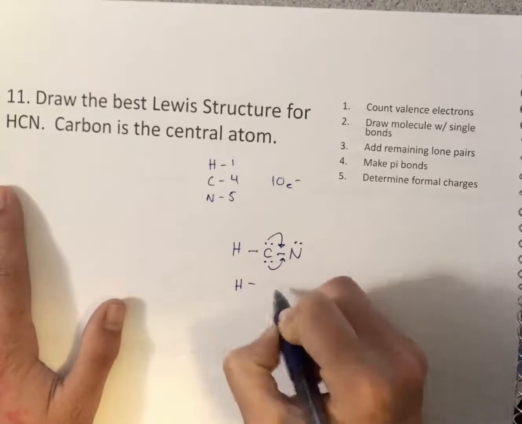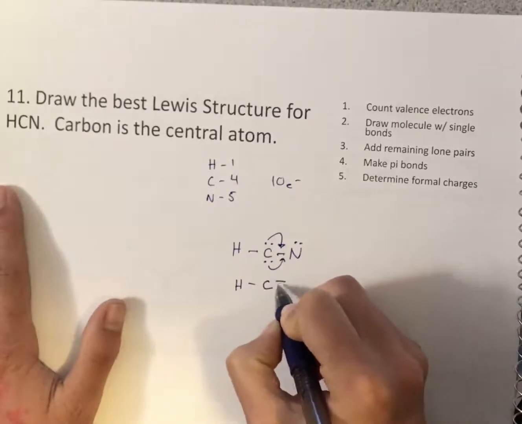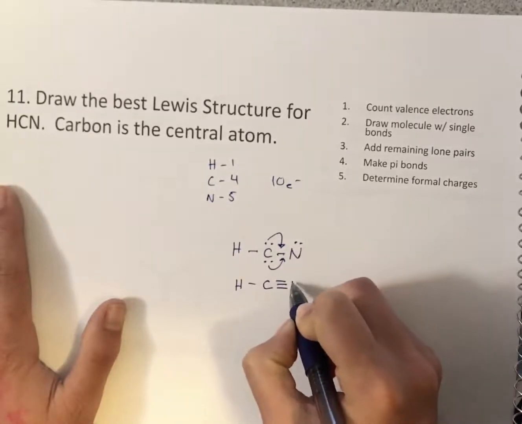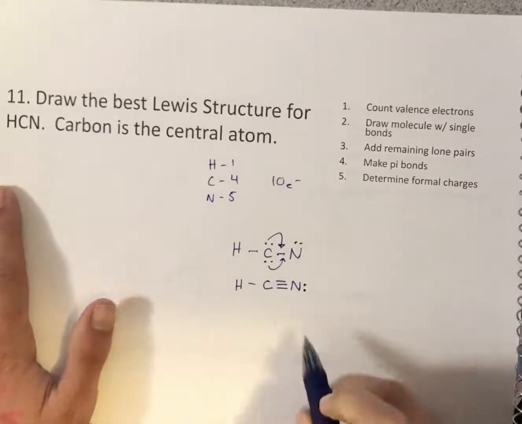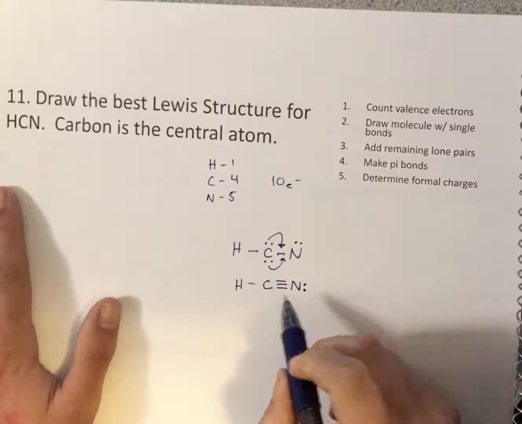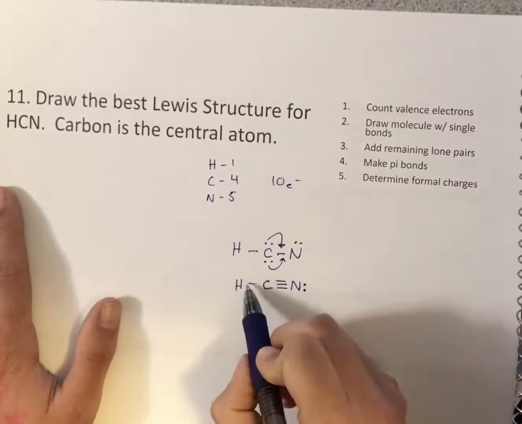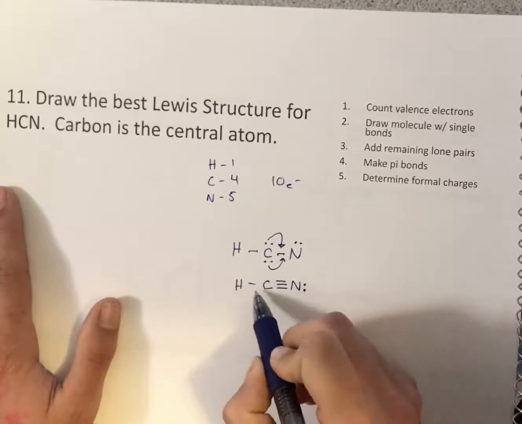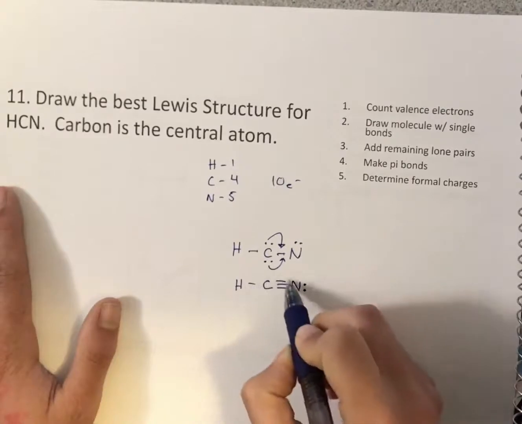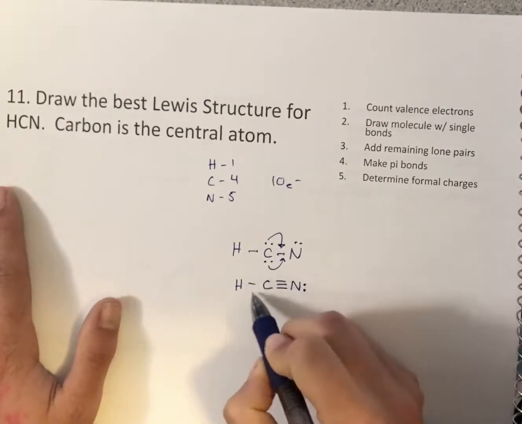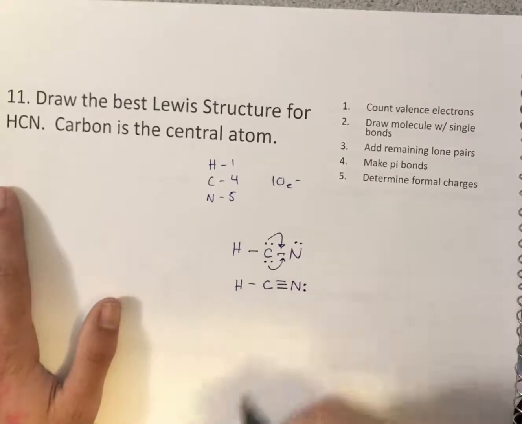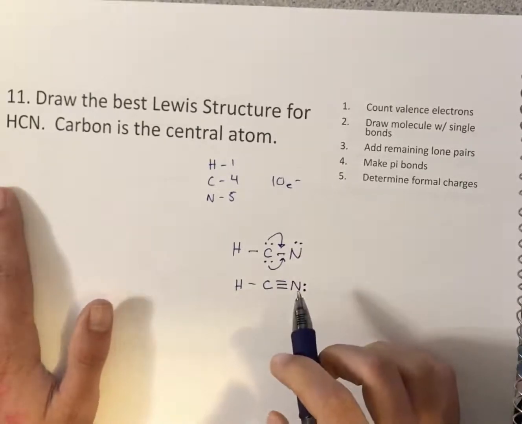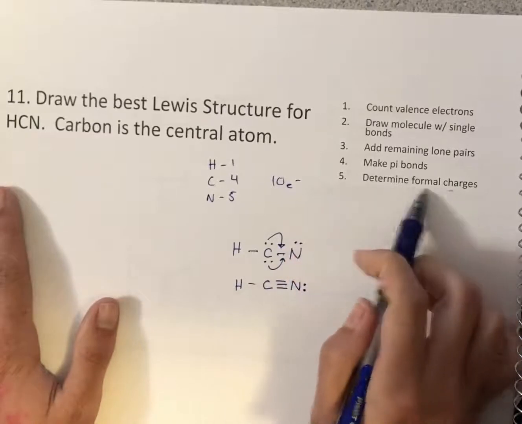So we will draw this again, and then we will do a triple bond and keep this lone pair here. So now if we count up our octets, so hydrogen still has 2, still good. Carbon has 1, 2, 3, 4, 5, 6, 7, 8, so it's good. And then nitrogen has 1, 2, 3, 4, 5, 6, 7, 8. So nitrogen is good. So now let's look at formal charges.